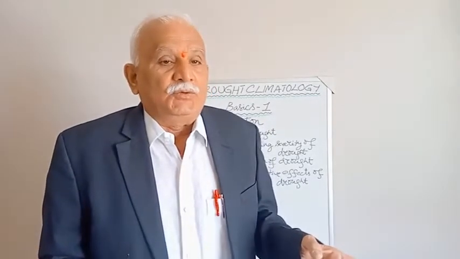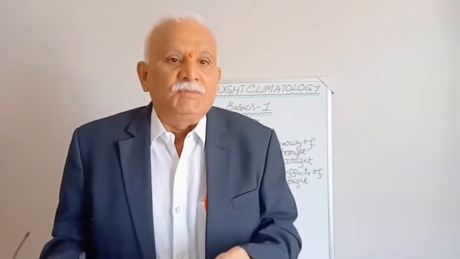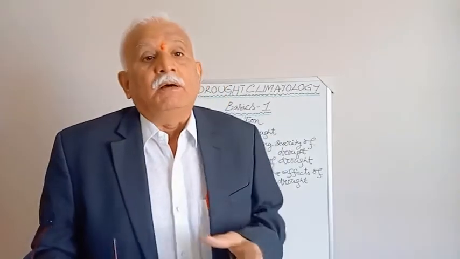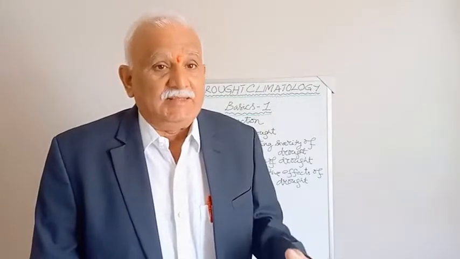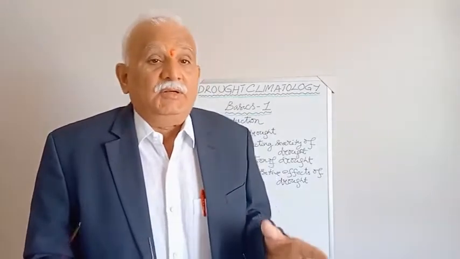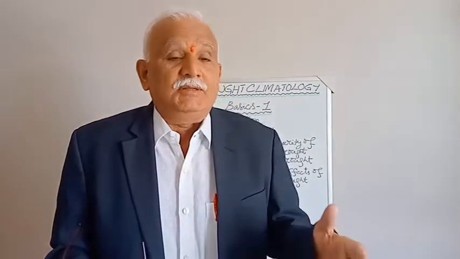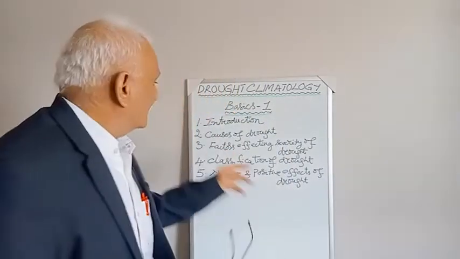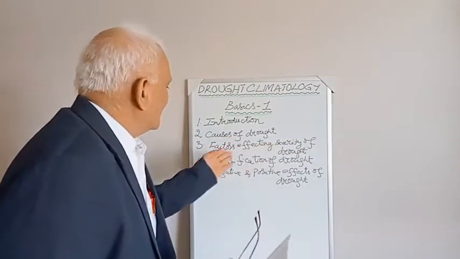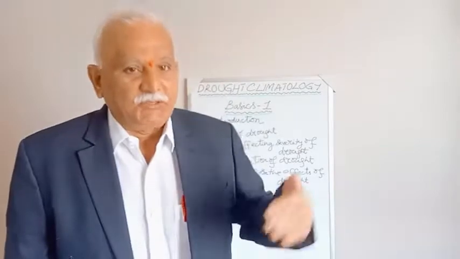With reference to crops, agriculture crops, plantation crops, animals, poultry, piggery, and all animals related to veterinary sciences which come under agriculture, you should know what drought is and what its climatology is. In this class I am going to introduce, after a small classification, the causes of drought, factors affecting the severity of the drought, classification of drought, and negative and positive effects. This is the basics only I am going to discuss. Slowly we advance into basics 2, 3, like that.